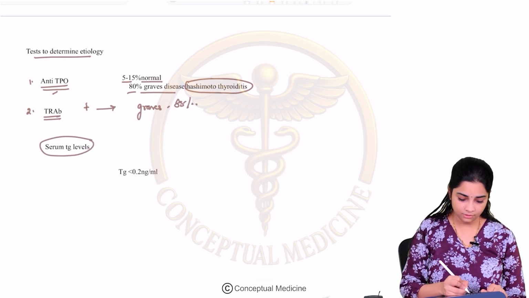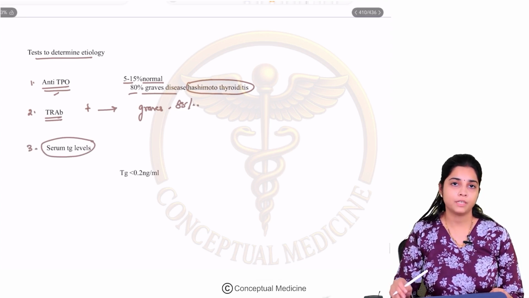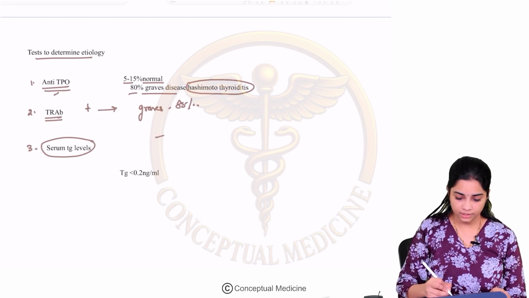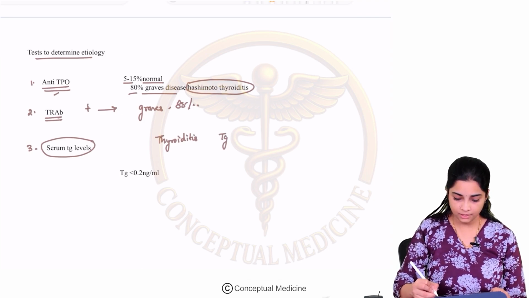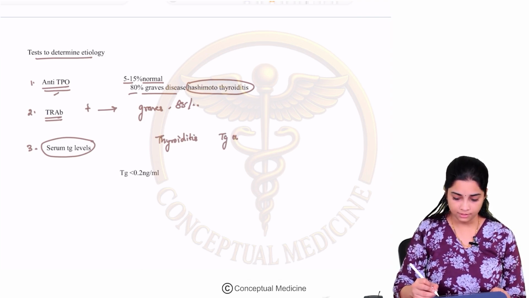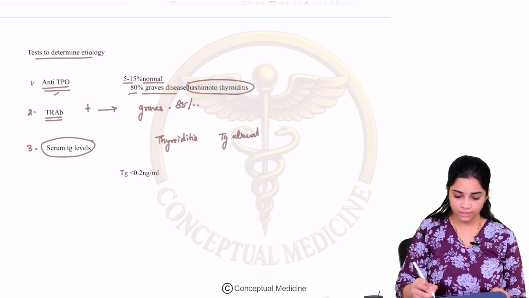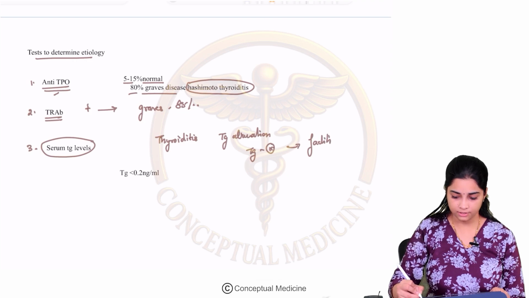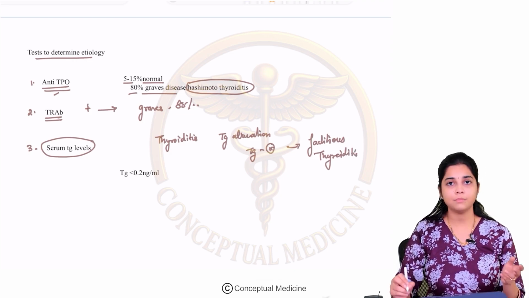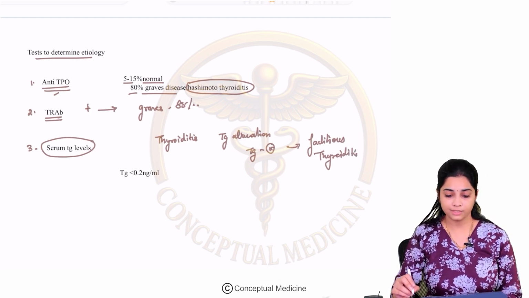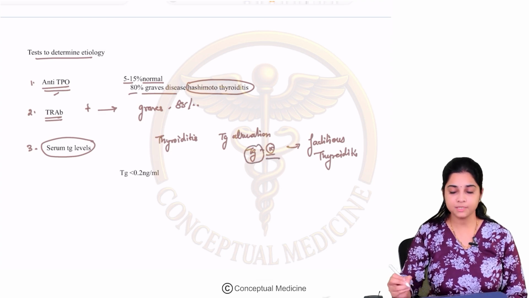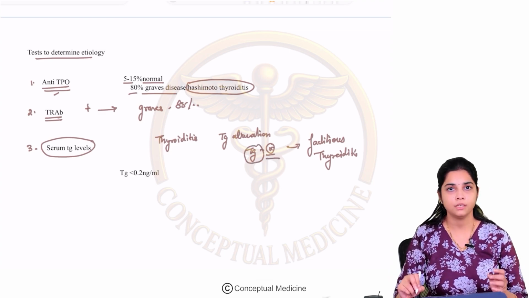Then you have serum thyroglobulin levels. What is the use of measuring serum thyroglobulin? In any form of thyroiditis, there will be an alteration in thyroglobulin levels. The thyroglobulin levels will never be normal in any form of thyroiditis. So if thyroglobulin levels are normal, then this is a factitious thyroiditis, meaning there is malingering or some other reason. So normal thyroglobulin levels help differentiate factitious thyroiditis from an actual thyroiditis.